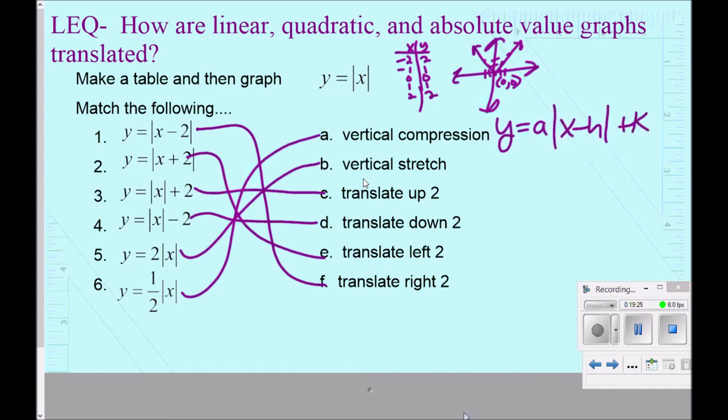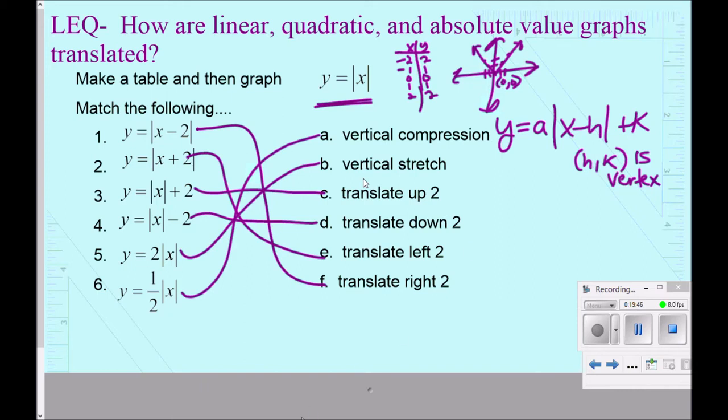So make sure to write that in your notes. This is the equation for an absolute value where (h, k) is the vertex. Think about that a moment. We said that the vertex of this basic absolute value graph was at (0, 0).